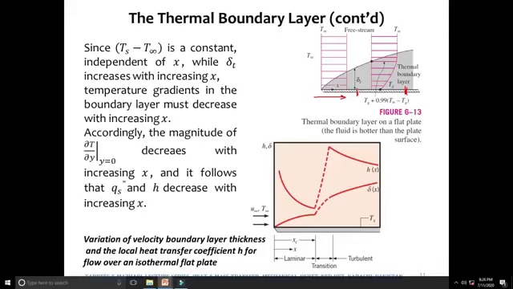So the temperature varies from Ts to T infinity in a shorter length, whereas over here the temperature varies from Ts to T infinity over a longer distance. Since the same temperature difference is being created over a longer distance, the temperature gradients would of course be smaller. The temperature differences would therefore be smaller.